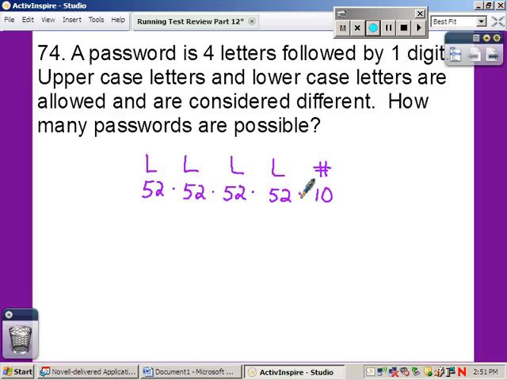This is a really big number, and it should be because it's a pretty complicated password. It requires you to not only use 4 letters and a number, but it also requires you to use capital and lowercase, so there should be a lot of possibilities with this. I'm just typing this on the calculator. And it comes out to 73,116,160 possible passwords, which is good because that means nobody's breaking into that.